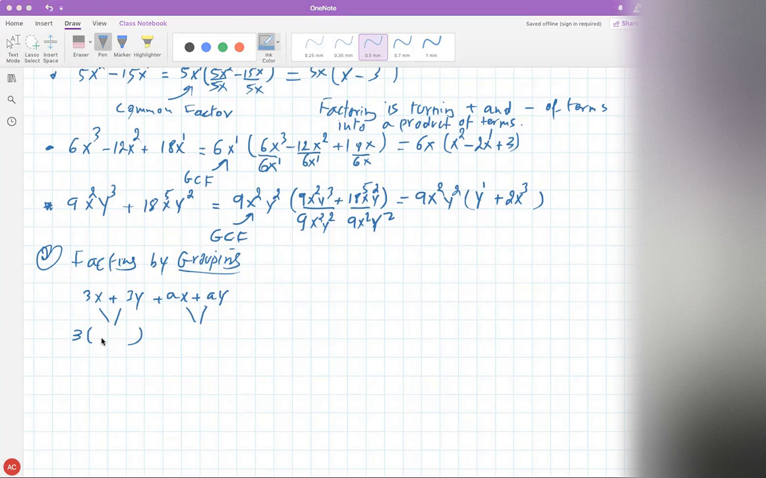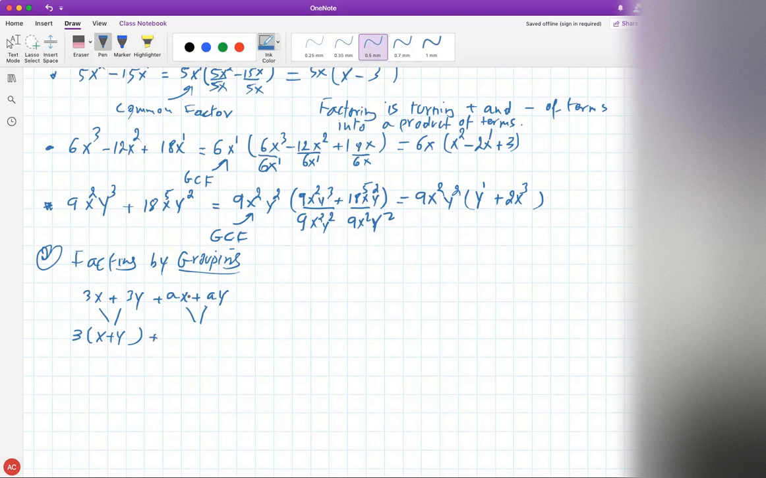So again, X plus y. That's right, X plus y. So again, you find your GCF and you divide 3x by 3, we get x, divide 3y by 3, we get y. So the first group is factored. Let's move on to the other group and do the same thing.